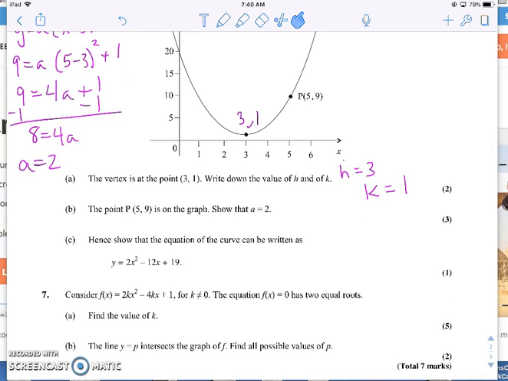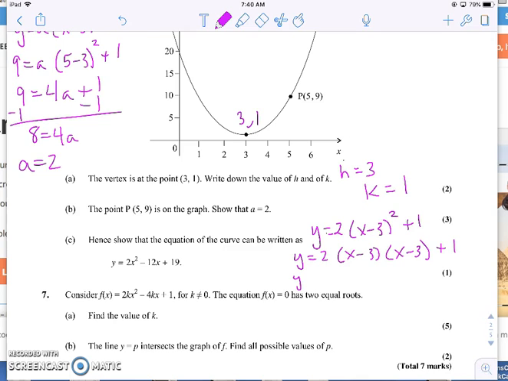Now we're asked to show that our equation can be written in standard form. So we know it's 2 times (x minus 3) squared plus 1. So we have to multiply this out. So 2 times (x minus 3)(x minus 3) plus 1. So this is 2 times (x squared minus 3x minus 3x plus 9) plus 1.